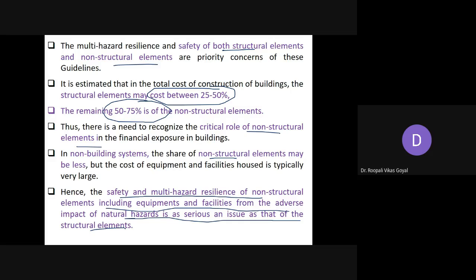So you have to give concern to both the elements of your building, whether structural or non-structural. And by doing so, you can make your building disaster proof. So in the next part we will be focusing on other parts of structural and non-structural mitigation. So thank you very much.